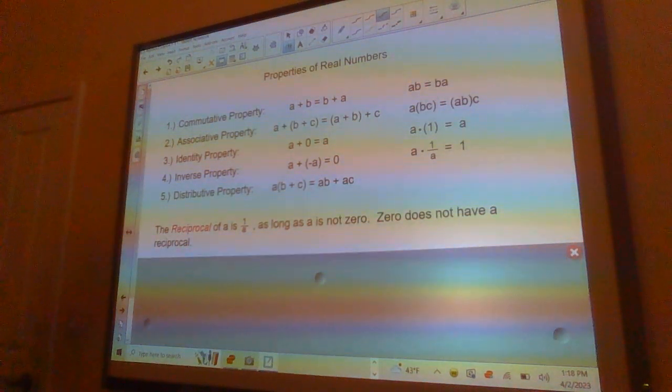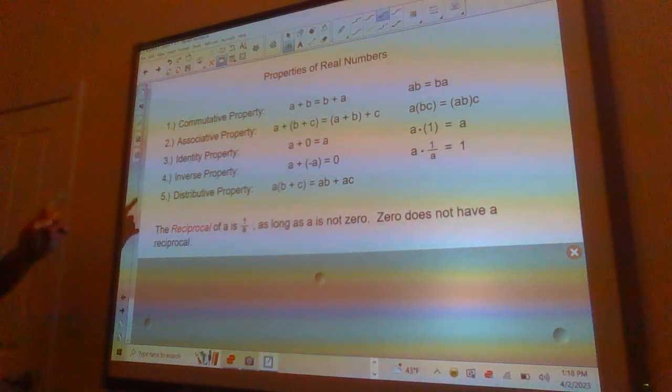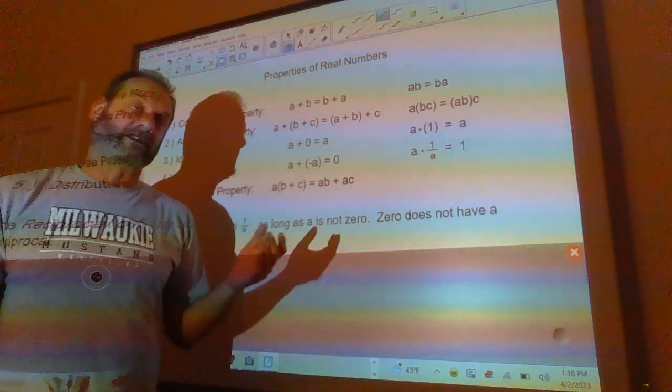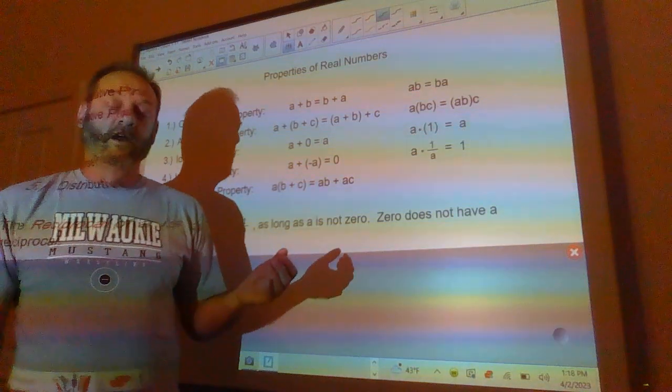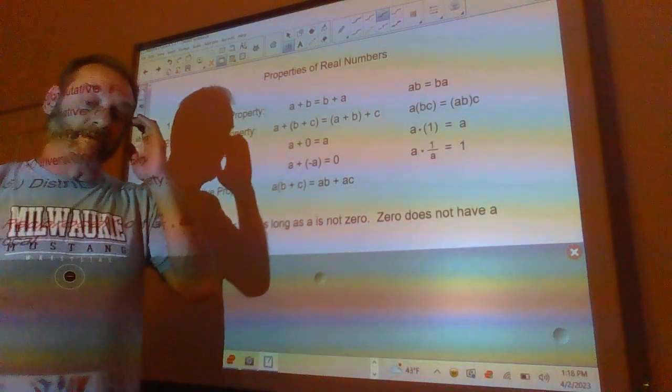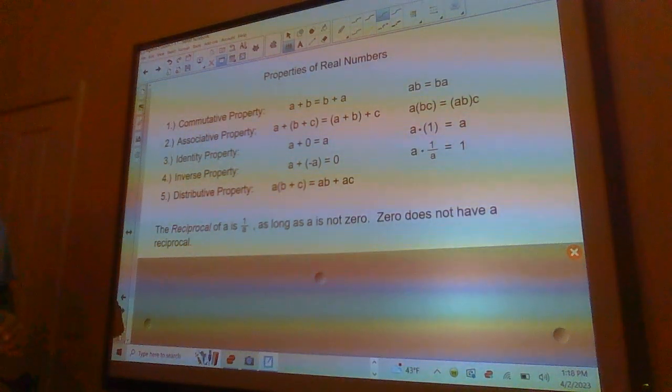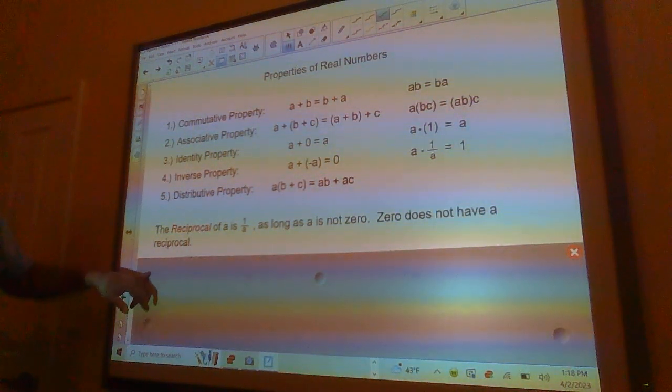The reciprocal of A is 1 over A, as long as A is not 0. Okay, so the number 0 does not have a reciprocal. You can't take 1 over 0. You can't take any number and divide it by 0. Okay, so 0 can never be in the denominator. 0 doesn't have a reciprocal.